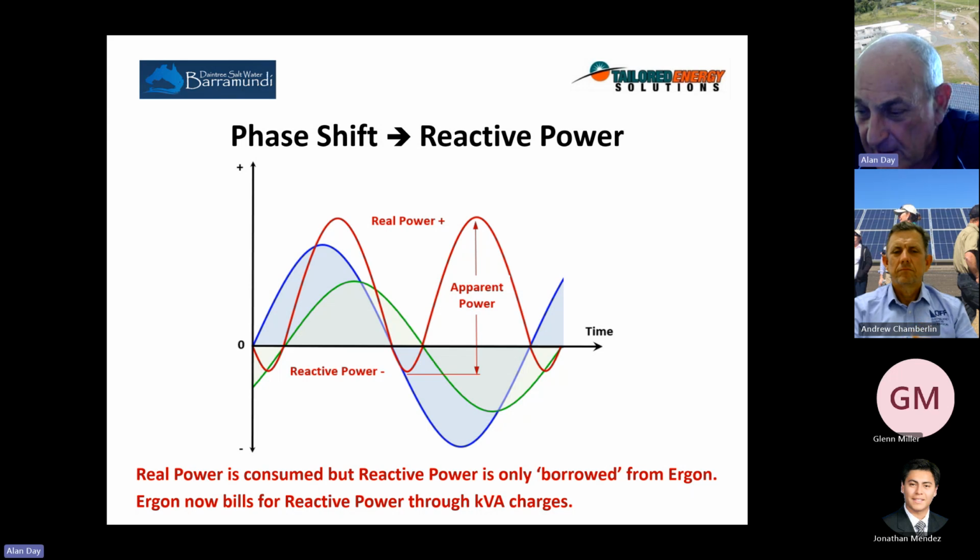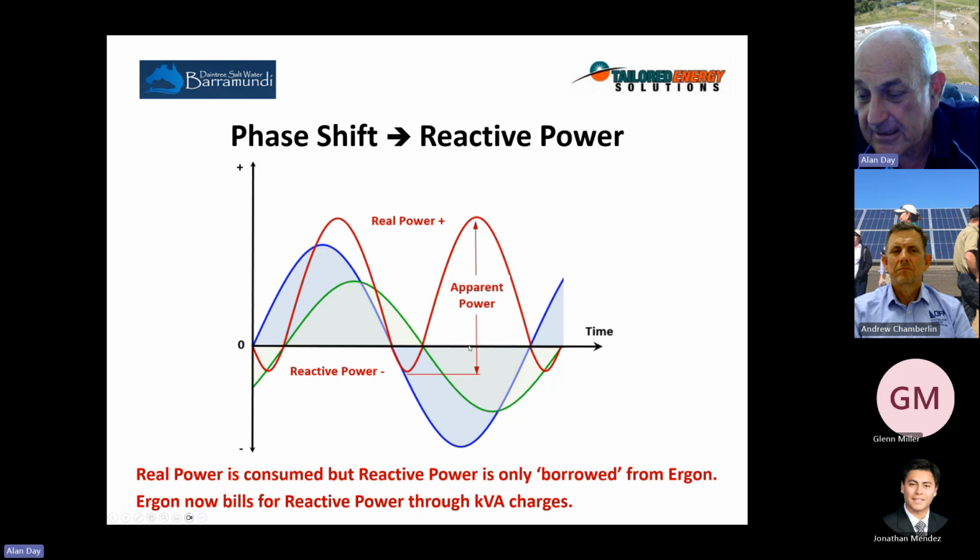So that's happening 50 times a second again. But what it means is that from Ergon's point of view, basically you don't consume that reactive power. It's stored as magnetic energy and then returned to electrical energy. And so you just borrow it for the duration and then give it back to Ergon when you finish with it.